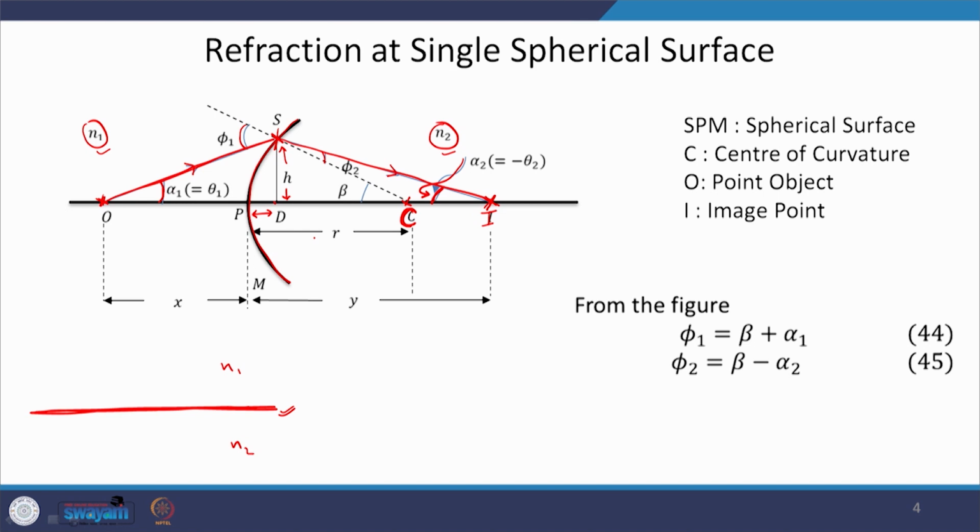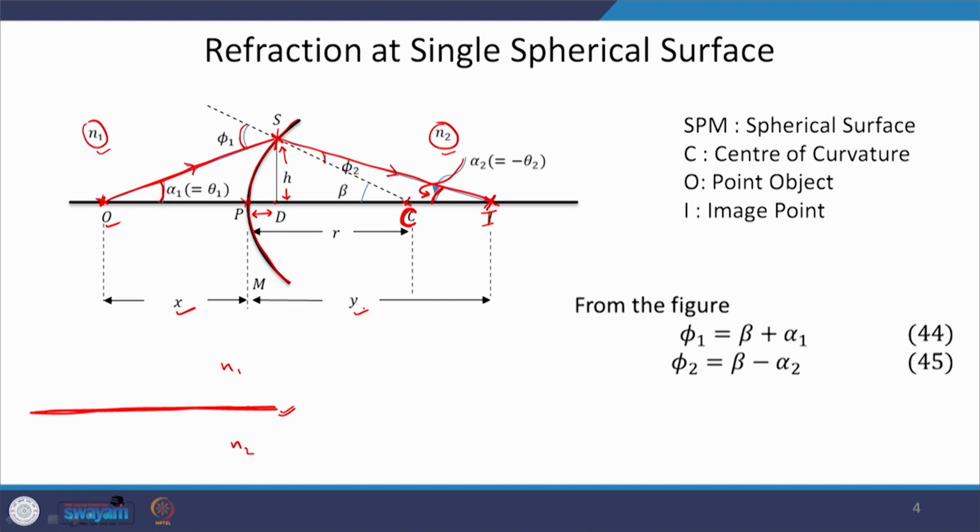Okay. Now, we also assume that object point O is at a distance x from the spherical surface, and these distances are measured from point P. Similarly, the image point is at a distance y from point P. Okay. These are the definitions which are given.